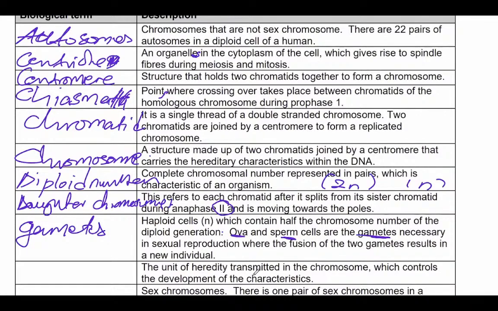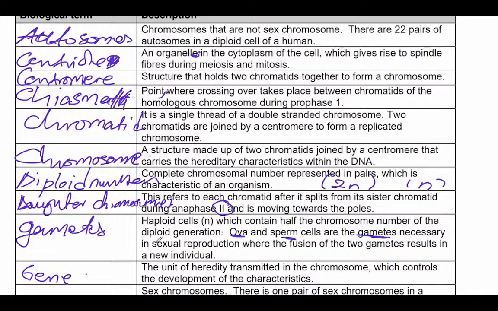And they're saying that the unit of heredity transmitted in the chromosome controls the development of the characteristics. How do you call that unit which is being transmitted in the chromosome or along the DNA? Just a section of DNA that controls a particular characteristic. That's what they're trying to say here. Just a section, part, portion of DNA. Remember, DNA, chromosome, genes. This is the same thing but different scales, as I explained before. So the answer is gene.